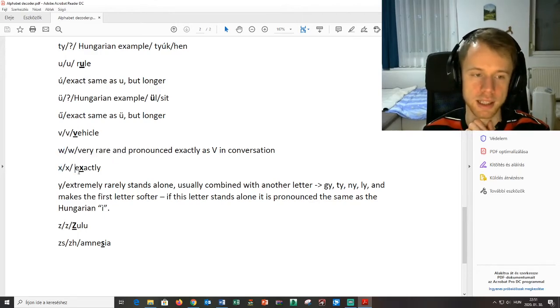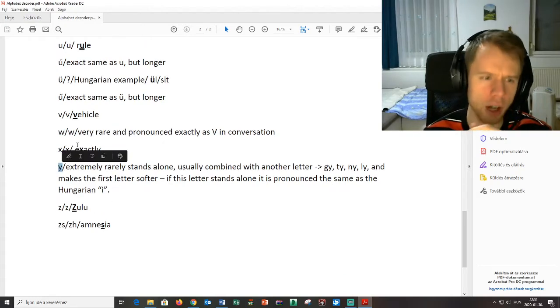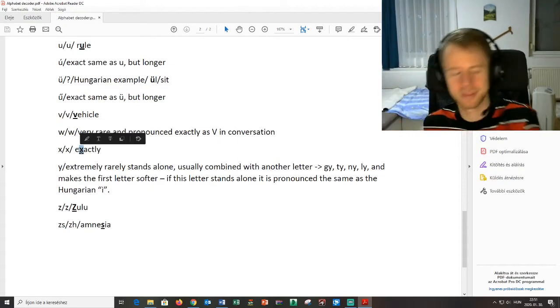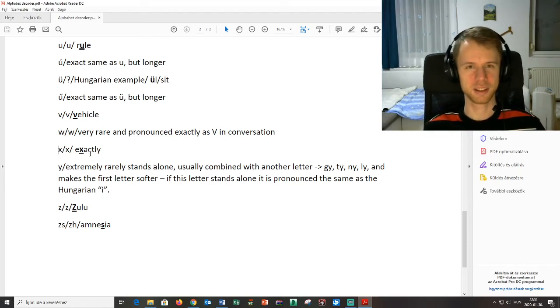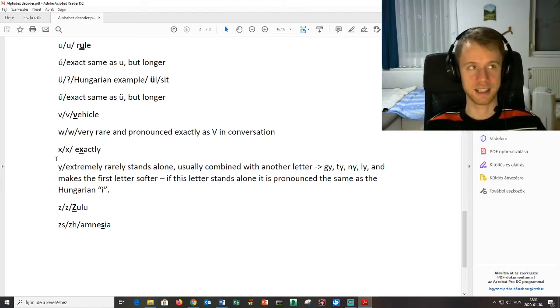X, like in exactly, X. There is no Z sound there, so you sort of chip it off from the English version. It's not exactly how you would say it in English. It's X, like exactly.